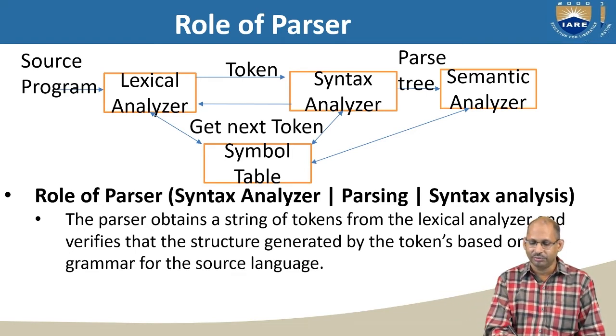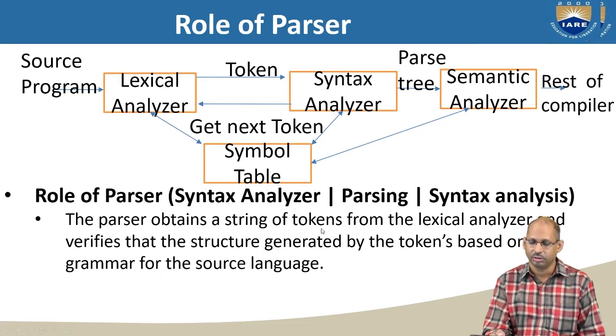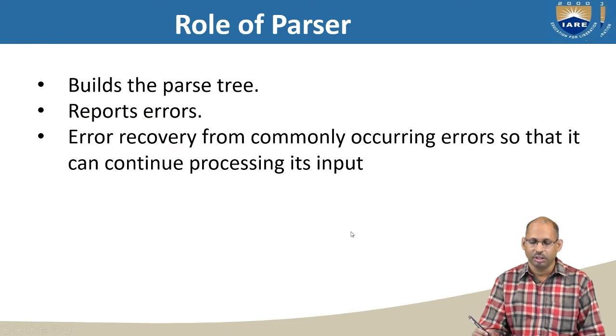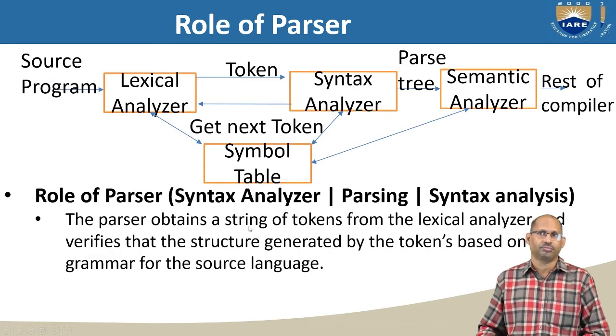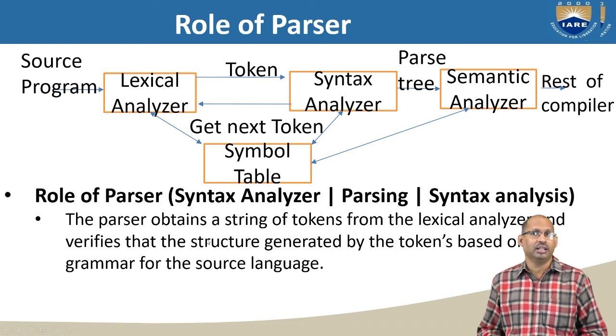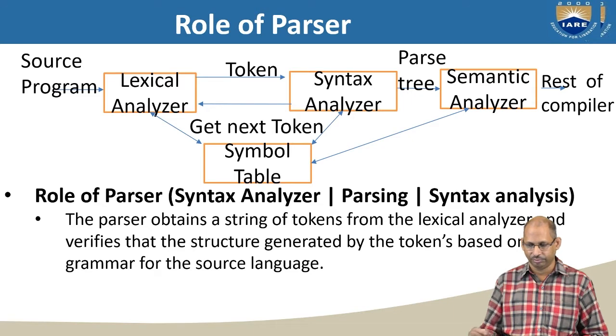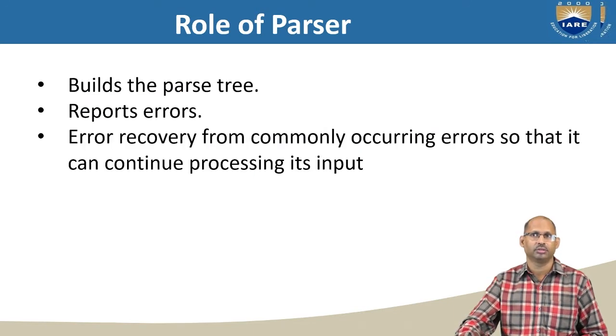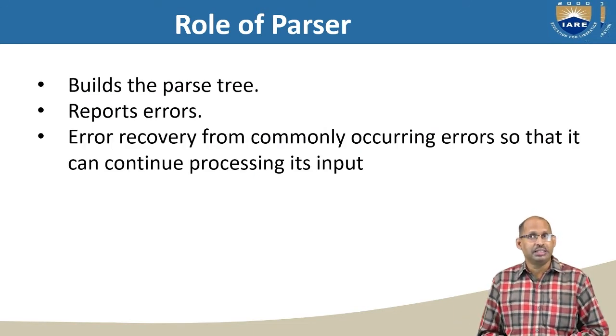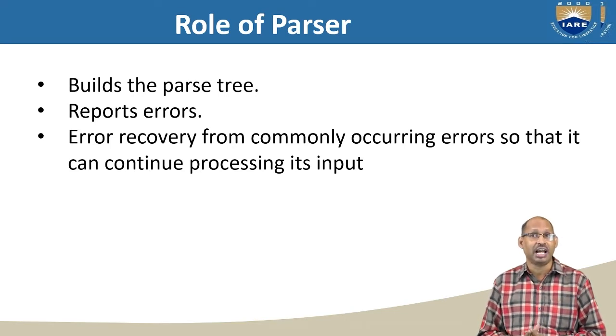It takes the strings of tokens from the lexical analyzer and verifies the structure generated by the tokens based on the grammar of the source language. So it builds the parse trees. If it finds any errors, it will generate an error message.